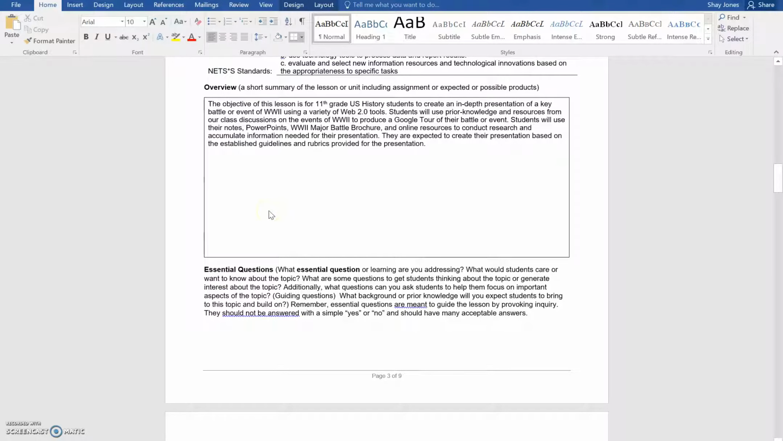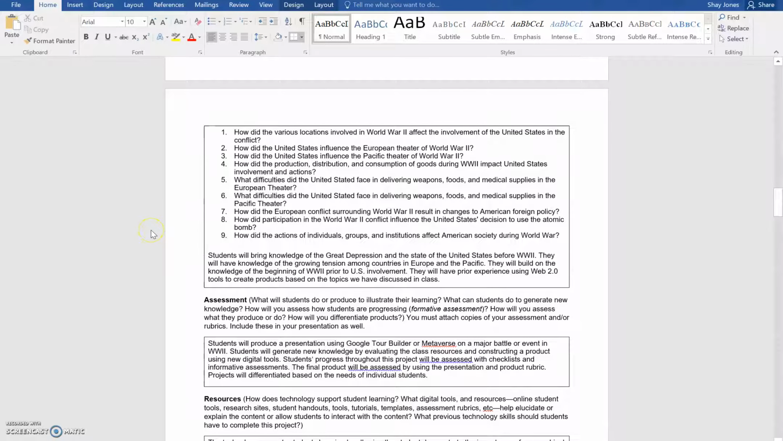So the overview of this lesson is that the 11th graders are going to create an in-depth presentation on a key battle or event of World War II. They're going to use Web 2.0 tools, and they're going to build on their prior knowledge, what we've already discussed about where the United States is at the start of World War II and how the United States eventually becomes involved in the war and their impact. They're going to use their notes. There's a World War II brochure that we'll do before we start this project that's really going to help them. And they're also going to be given online resources to conduct their research.